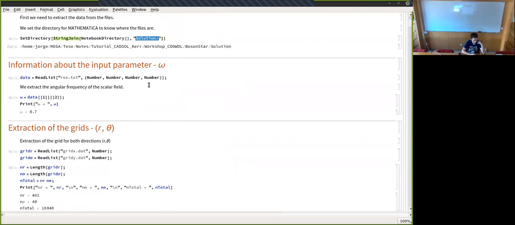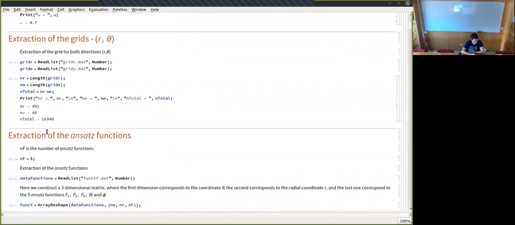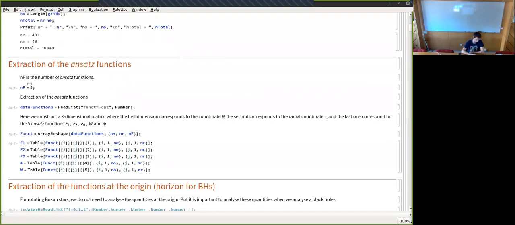And here we can start to extract all the information that we want. For example, this res file from yesterday, we saw that this is a file where we put all the input parameters. Here we just need the angle frequency, which is in this case in the second column. Then we can extract the grids associated to the r variable and the theta variable, and the number of points that each one has. Then you can start to extract all the exact functions.